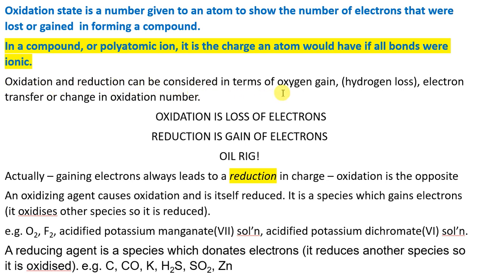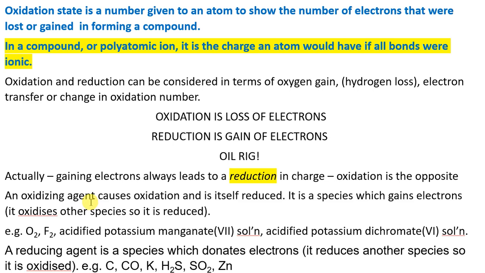Oxidation and reduction can be considered in terms of oxygen gain, hydrogen loss, but much more usually in terms of electron transfer, or which goes hand in hand with transfer of electrons, a change in oxidation number. Oxidation is loss of electrons. Reduction is gain of electrons. A lot of people remember that by OIL RIG, but if you think about it, gaining electrons always leads to a reduction in charge. Electrons are negative. If they are gained, charge goes down. Oxidation, of course, is the opposite.